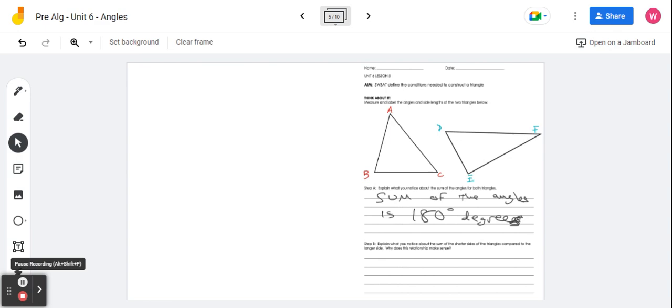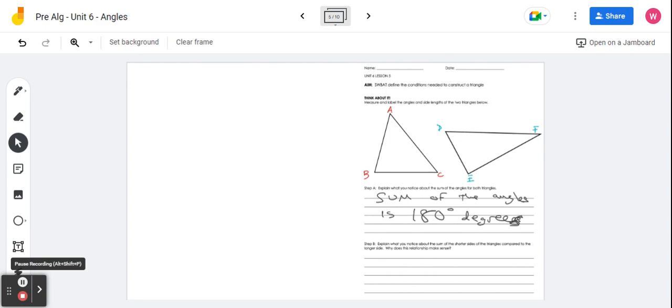Now, if you were a kiddo that measured the angles incorrectly, if you're off by 1 or 2 degrees, that's okay. That's all right. It should be 180 degrees, but I understand that with protractors as well as looking at the printed page, the angles might be off just a little bit. But the measures should come up to 180 degrees. Every single triangle, when you add up the sum of the angles, it should be equal to 180 degrees. And then what does it say for step B?